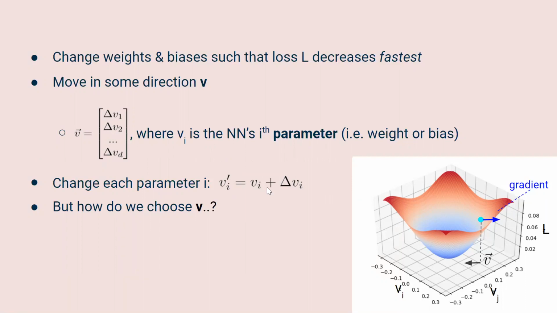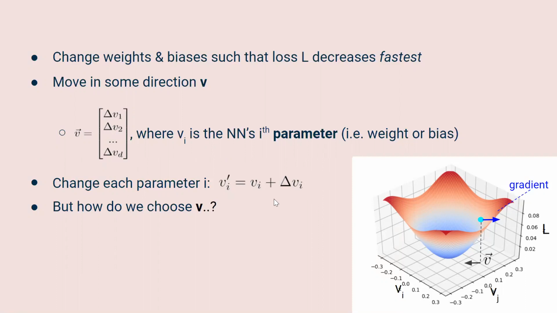So if we want to change our parameters, what we're doing is updating each parameter by just adding on these little nudges, right? And that's what's characterized here in this equation, where Vi prime is our new updated parameter.